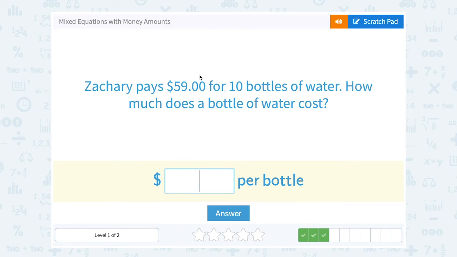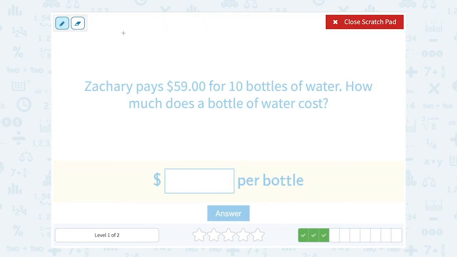Zachary pays $59 for 10 bottles of water. How much does a bottle of water cost? Okay, so we're going to divide $59. Now, since it's 0 cents, we can write it just as $59, and we're going to divide that by 10. Now, when you divide by 10, it's going to move your decimal point 1 place.